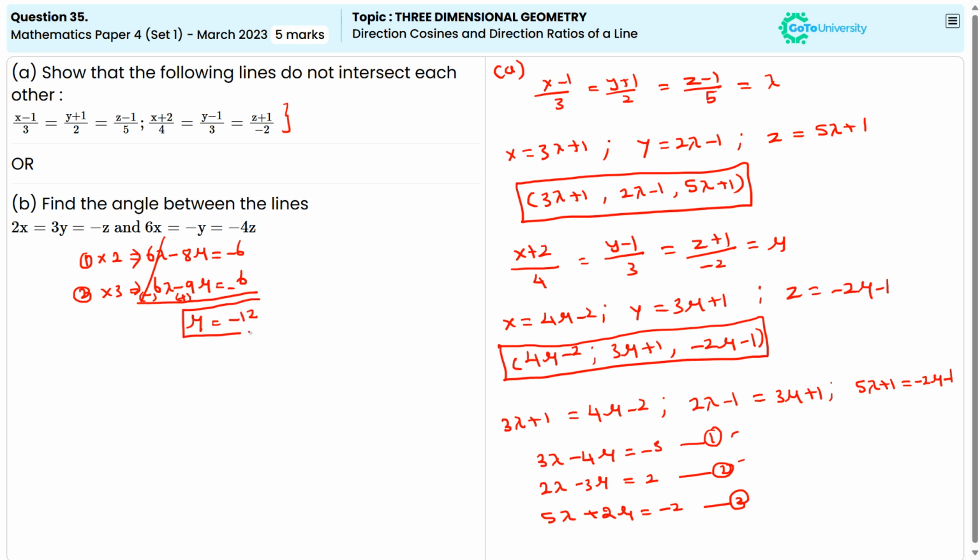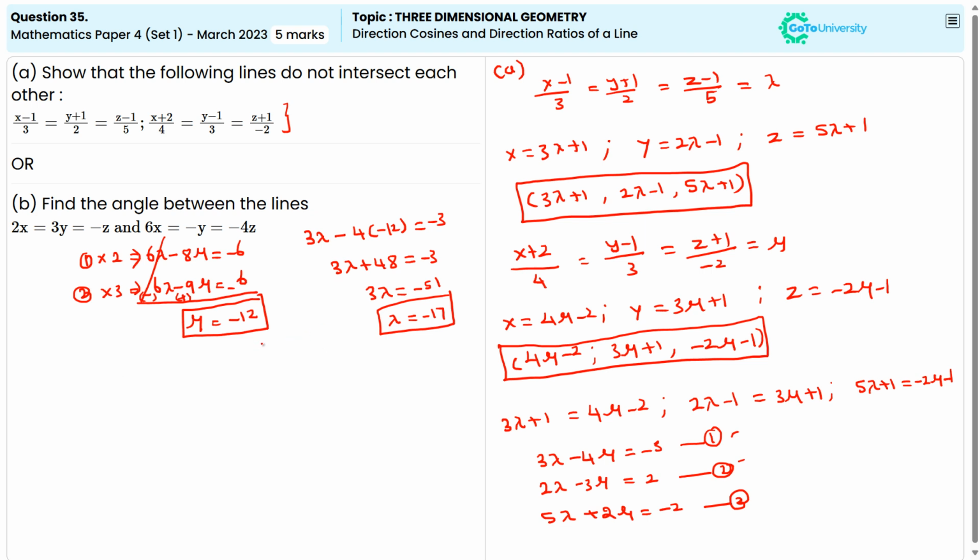Now we are going to substitute the value of mu in equation number 1. We get 3 lambda minus 4 times minus 12 equal to minus 3. So 3 lambda plus 48 equal to minus 3. So 3 lambda equal to minus 51 and lambda equal to minus 17. Now we substitute the values of mu and lambda in equation 1 and we get minus 3.